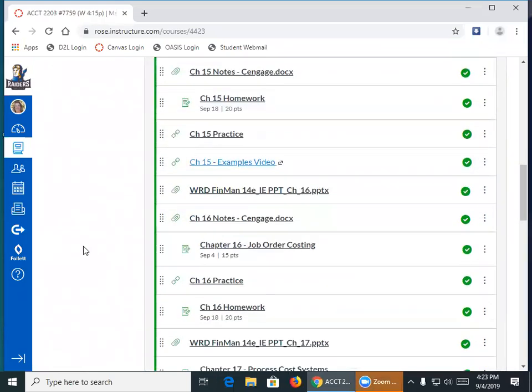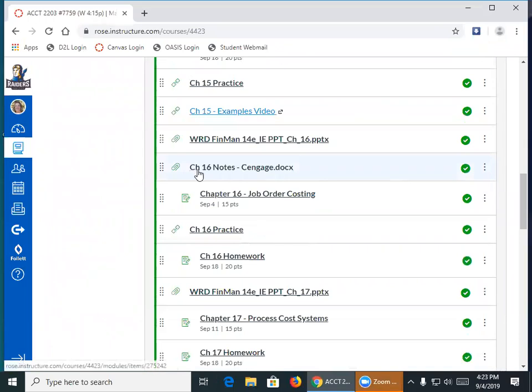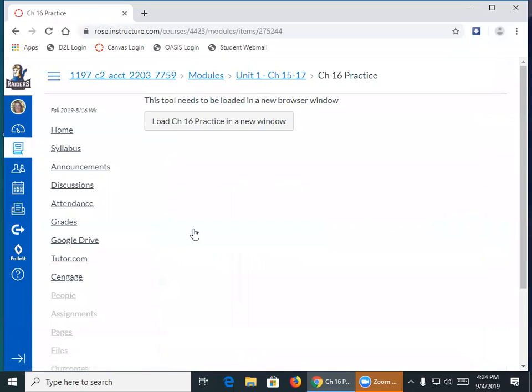So on Canvas, again, I did put a copy. It says chapter 16 notes. And then today, if you'll go into Canvas and open up the chapter 16 practice. You're going to do that chapter 16 practice.